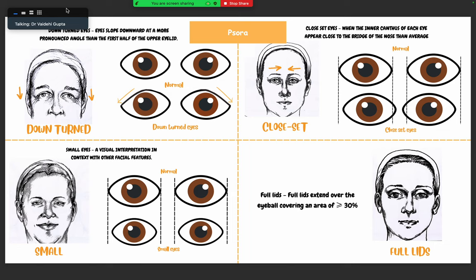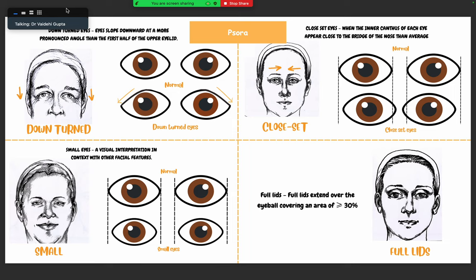Third one is small. Small is also a feature of Psora. Small mouth, small eyes. So small eyes, a visual interpretation in context with other facial features. It can be measured by looking at other facial features. The eyes will look slightly smaller in comparison to other facial features. Like in this case, the third one where small eyes are indicated. The forehead is large, the nose is large, the chin is large, but in comparison to other facial features, the eyes are quite small.